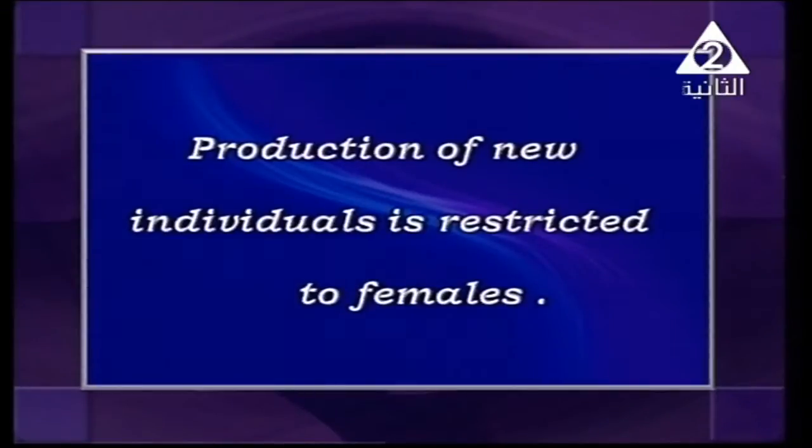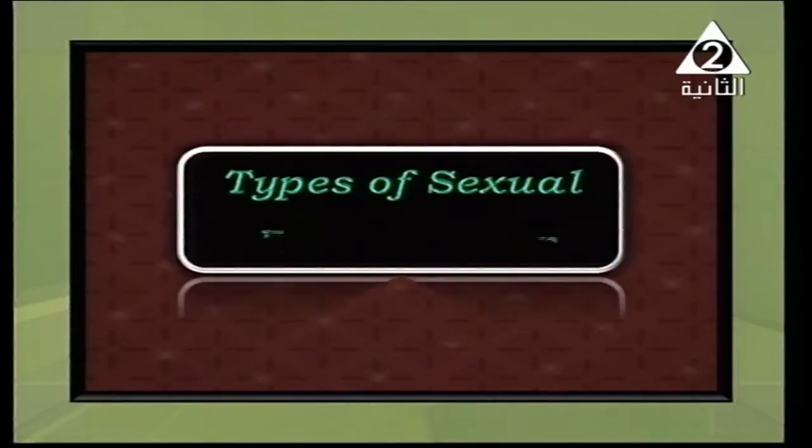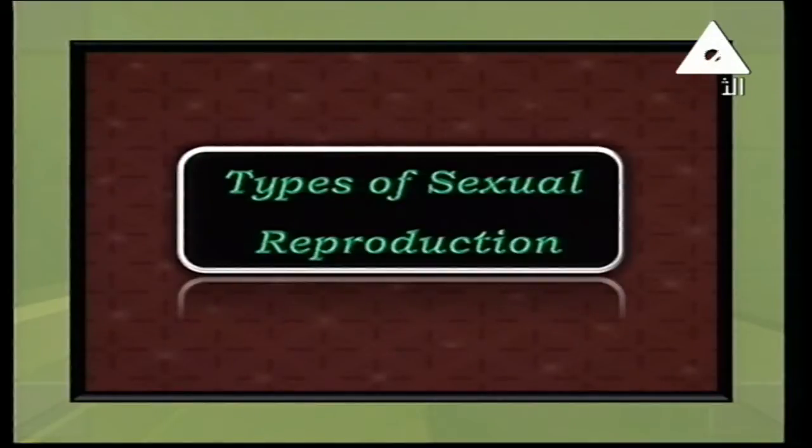Remember that. At the end of this lesson I am going to give a large comparison between sexual and asexual reproduction. But let me remind you of something from the last lesson. In the case of asexual reproduction, what did we say? We said that male or female can reproduce. While here in sexual reproduction, reproduction is restricted, limited only to females. And we have two main types of sexual reproduction.